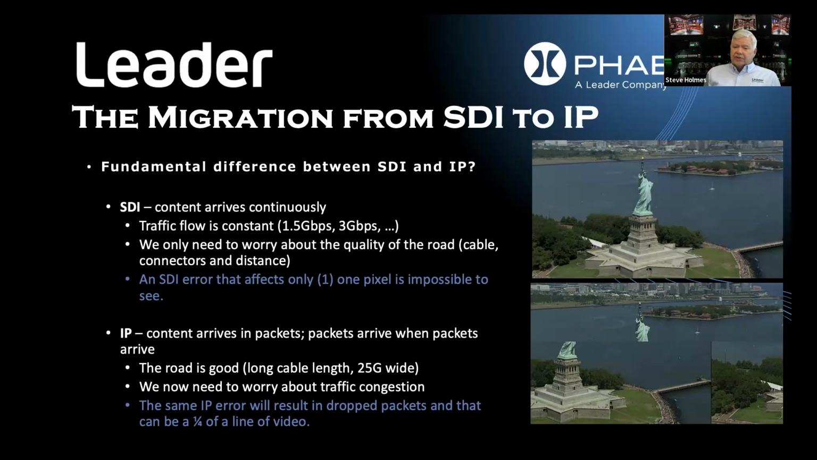Yeah, because receivers are going to do one of two things. Actually, most receivers absolutely go black because everything is shifted by a quarter of a line in a 1080 picture. So one IP packet is a quarter of a line of video in 1080. And as you can see, Lady Liberty scooted to the left.